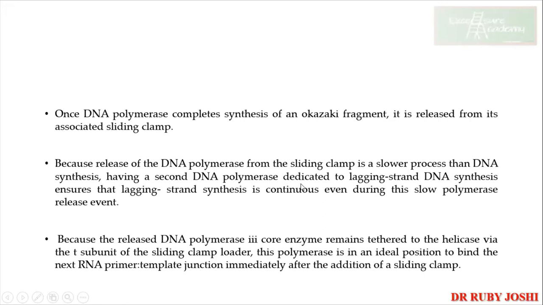So because the release of the DNA polymerase from the sliding clamp is a slower process than the DNA synthesis, having a second DNA polymerase dedicated for lagging strand synthesis is ensuring that lagging strand synthesis is also continuous even though it's a slow process, slow polymerase release. ठीक है, नहीं तो क्या होगा, just imagine suppose only one DNA polymerase was dedicated, it will wait and by the time the loop जो इतना बड़ा जो हमारा form हो रहा है वो बहुत collect हो जाएगा. तो there are chances that the single stranded DNA might get tangled up to each other and might break. ठीक है, तो हमें हमारा replication का processivity fast रखने के लिए we are making sure that we are using two DNA polymerase specially dedicated for the lagging strand.